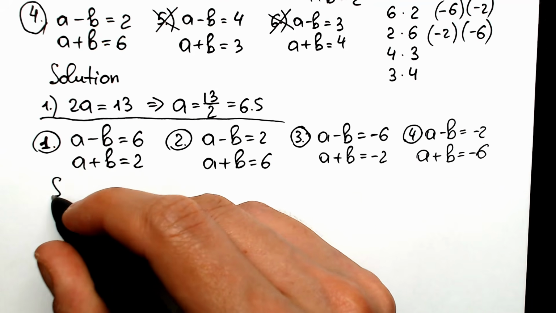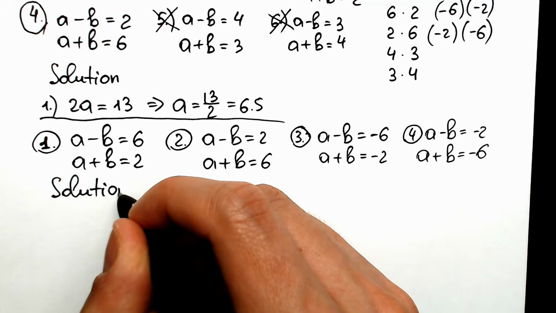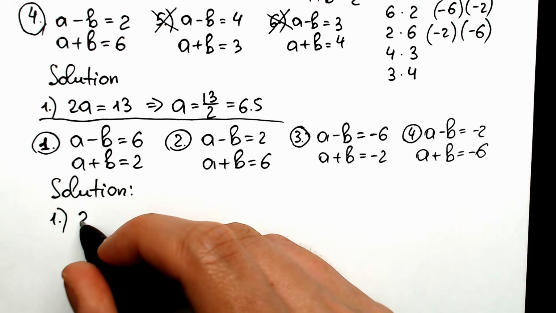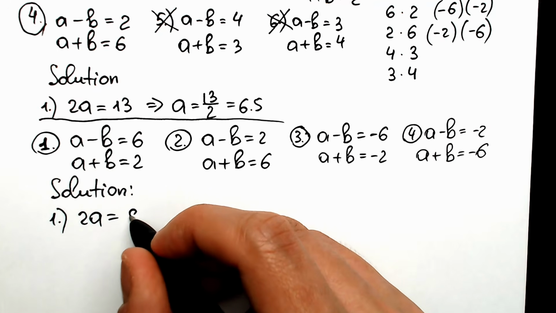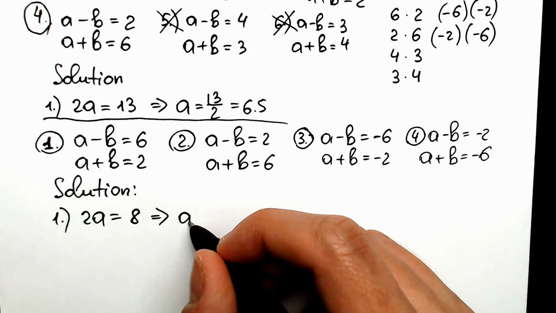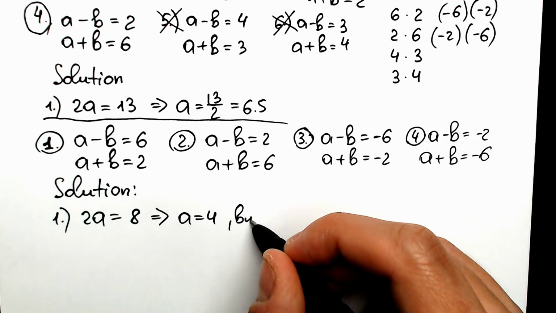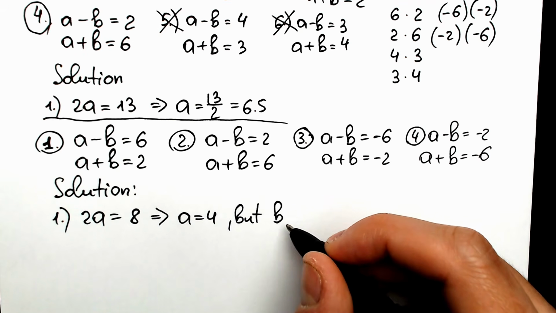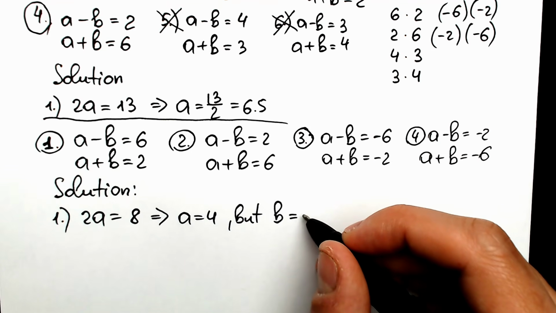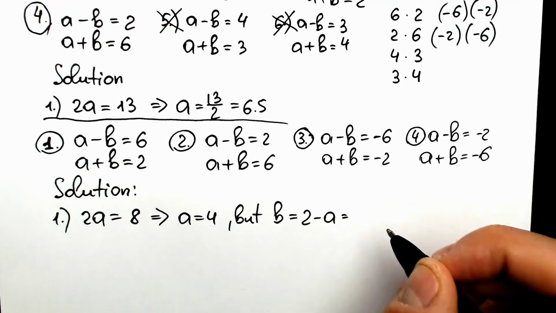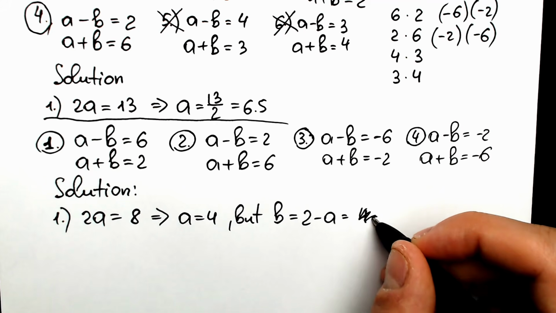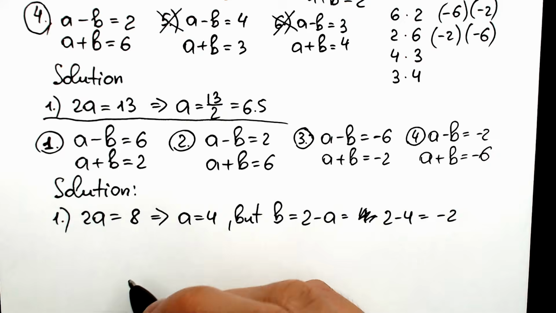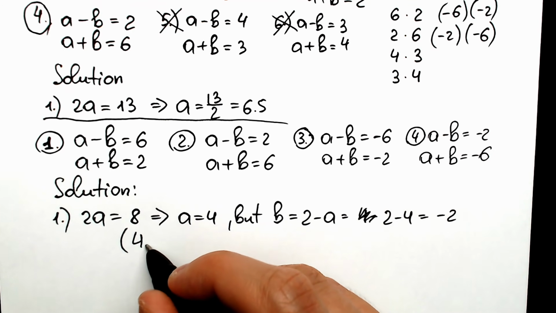Okay, so we have four systems of equations, and right now we can solve them according to the same logic as I said before. For the first system, when we added, 2a equal to 8. From here our a is equal to 4, but what about b? b is equal to 2 minus a, so 2 minus 4 equal to minus 2. So we have our first pair: 4 and minus 2.